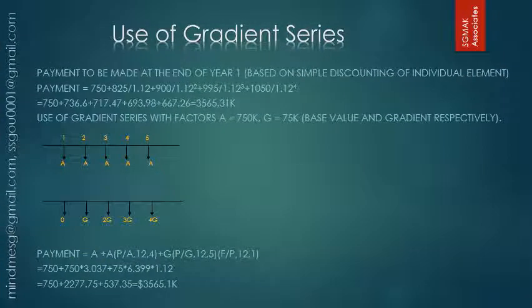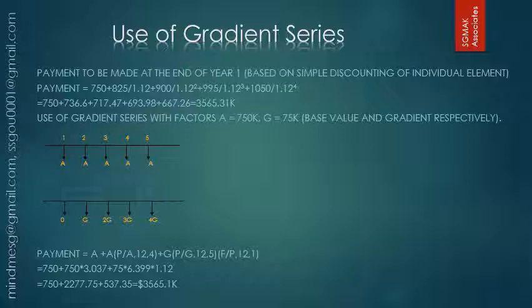So moving on, if we just don't consider the gradient, we can take the individual cash flow and bring it to the present. Present means at the end of year 1, and then that's what we get. 750 plus 825 divided by 1.12 because of the 12% discount rate, bringing a future cash flow to present. That's what it reflects. If you're 1 year out, divide by 1.12, 2 years out, 1.12 raised to the power 2. That's how it goes. The amount comes out to be $3565.31 thousand without recognizing gradient series explicitly.